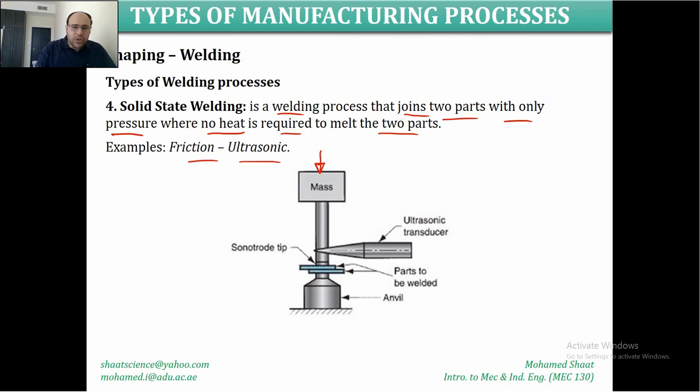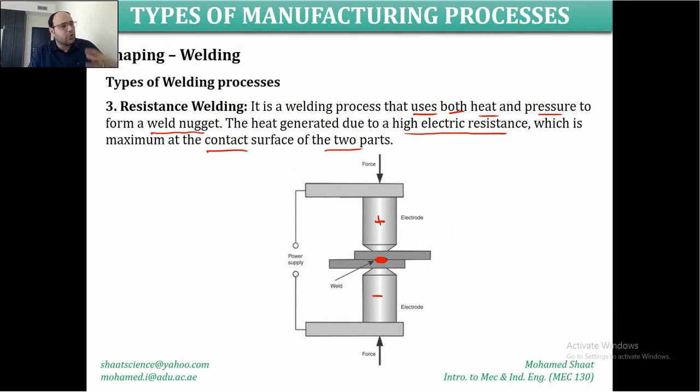In addition to these, there are lots of other methods of welding, but generally what is common between them is that we have to melt the material at the contact surface between them, so we can melt them together and form a shape from these two materials together. So that's why they are classified as shaping processes. Make sense? So that's it for this video.